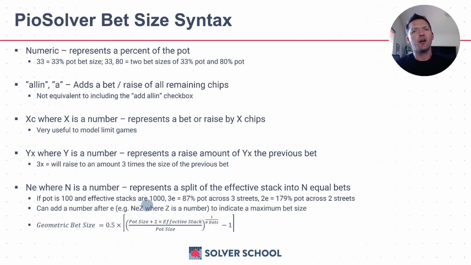Now, you don't need to understand this formula, but if you do want it, the geometric bet size formula is equal to this formula here, where you have a pot size and your effective stack size, and then the number of bets equals how many streets are left within the hand that you want to split those bet sizes across. So let's hop over into PioSolver and take a look at the geometric bet sizing options.